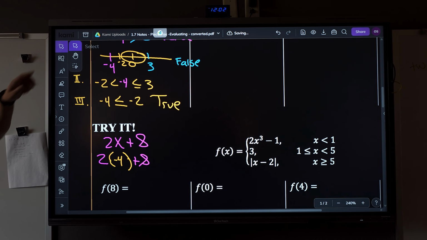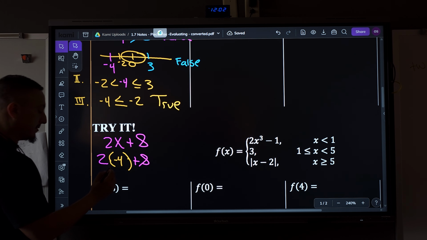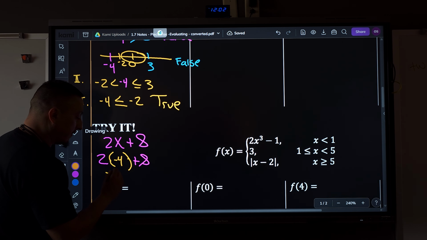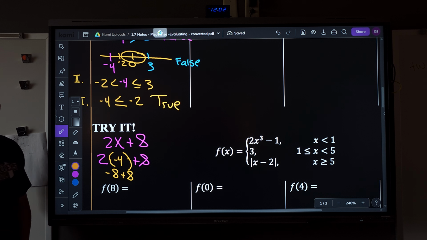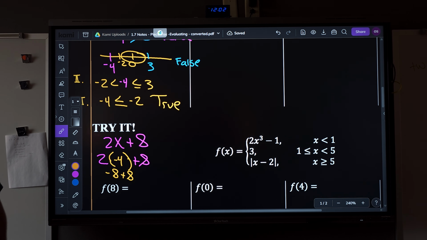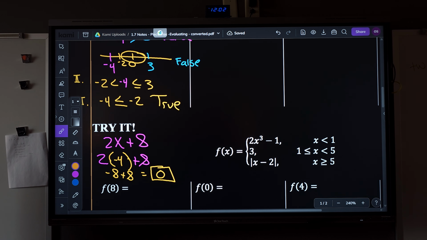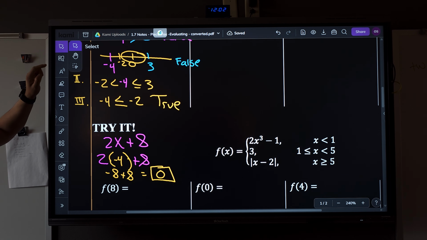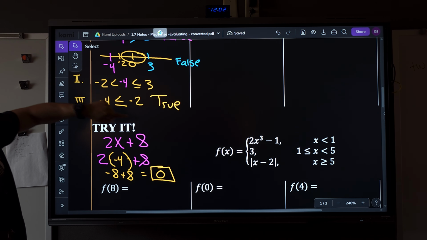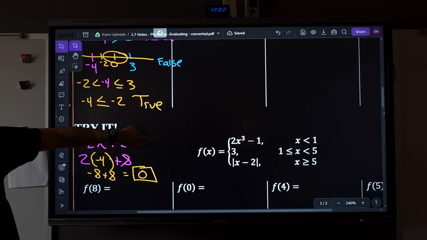After that, you just compute. That's what evaluate means. You just punch in the numbers. Okay, so 2 times negative 4, negative 8, negative 8 plus 8, 0. That's the answer to this question. Okay? Everything before that's the process of how to get to the answer. And I was very slow doing it, so you can kind of see it. But when you get the gist of it, it's really fast. Okay? Any questions right now, guys, that are sticking out to you?